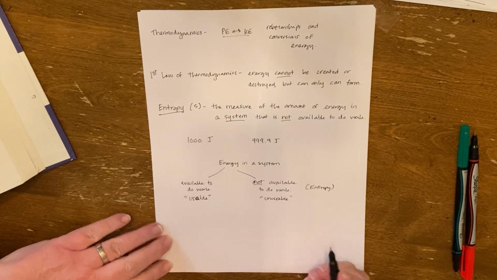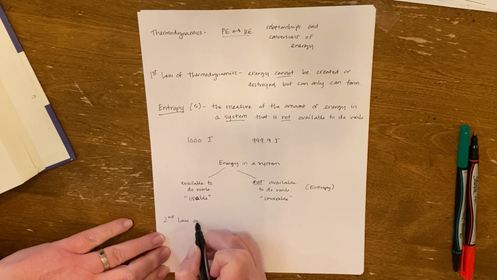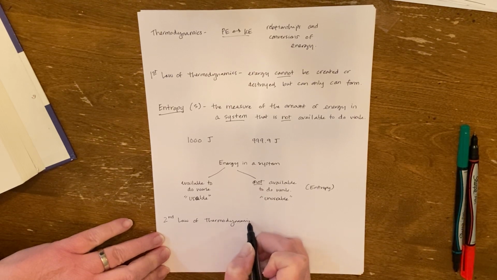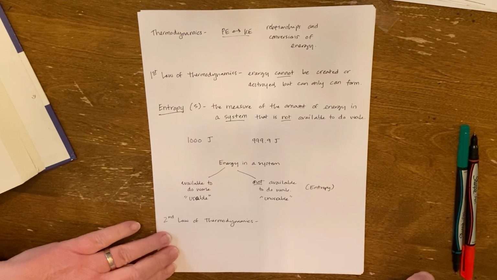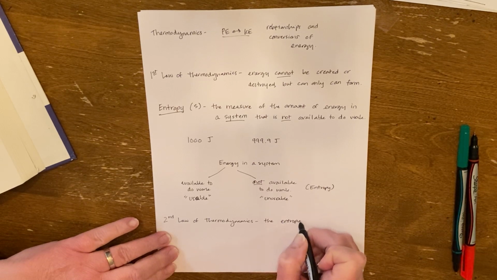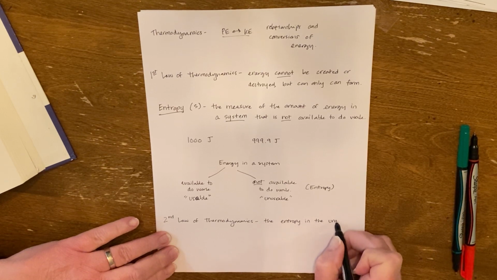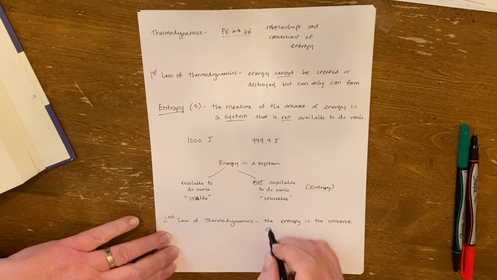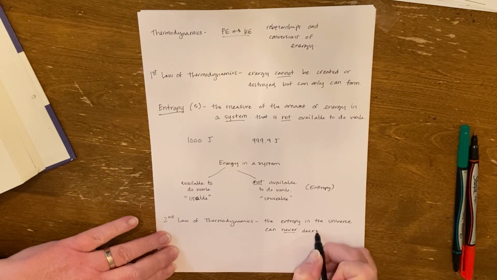Okay, so now that we understand this a little bit, we can go to the second law of thermodynamics. And the second law of thermodynamics tells us that the entropy in the universe can never decrease.